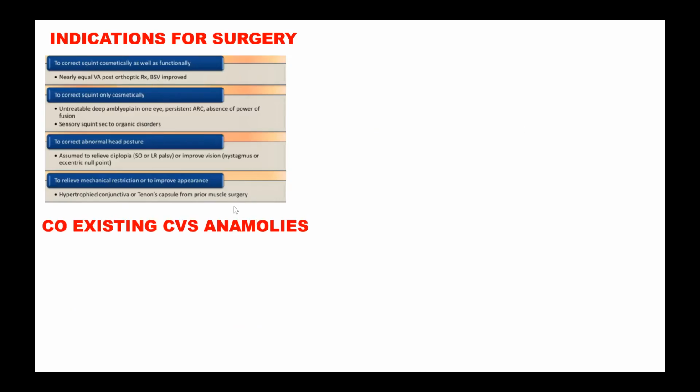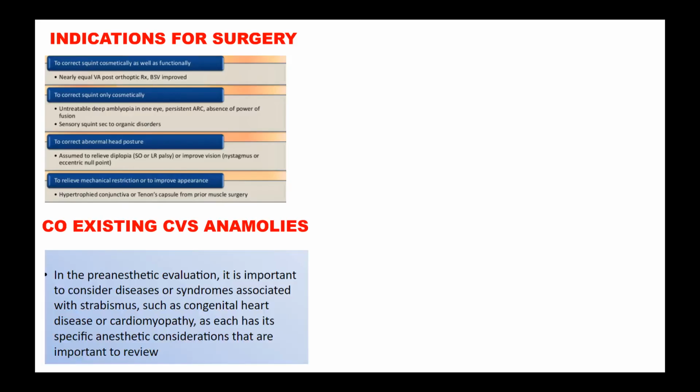What are the coexisting anomalies a patient with squint, strabismus, can have? Coexisting arrhythmias, congenital heart disease, cardiomyopathy. Okay, so look for these.